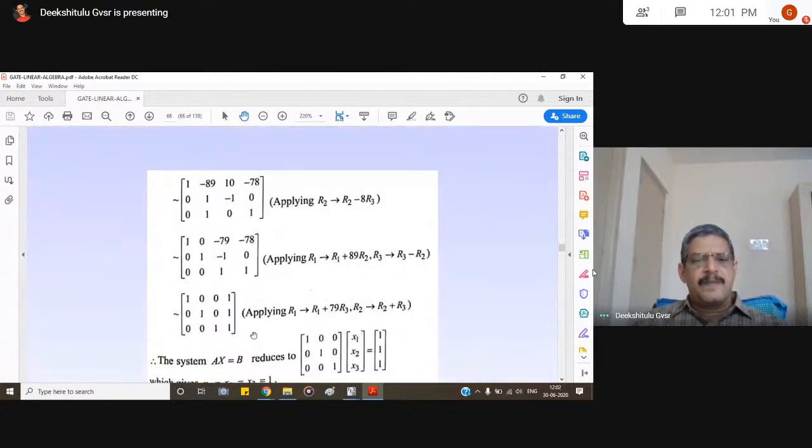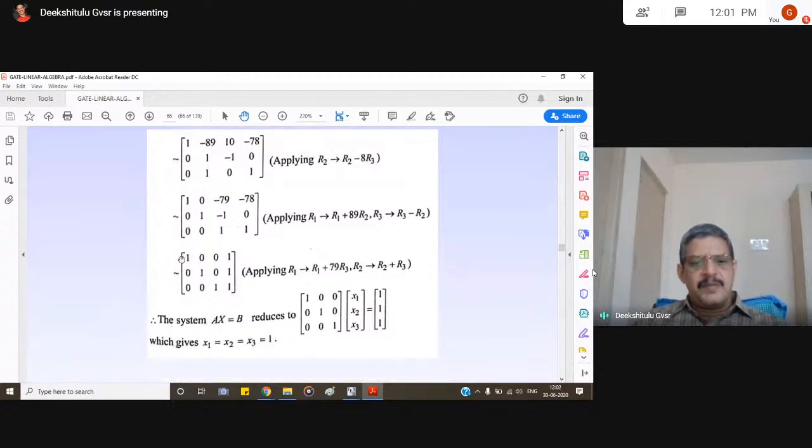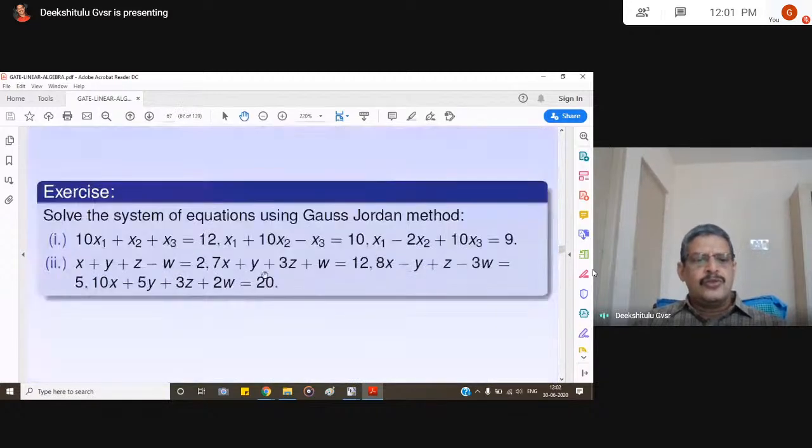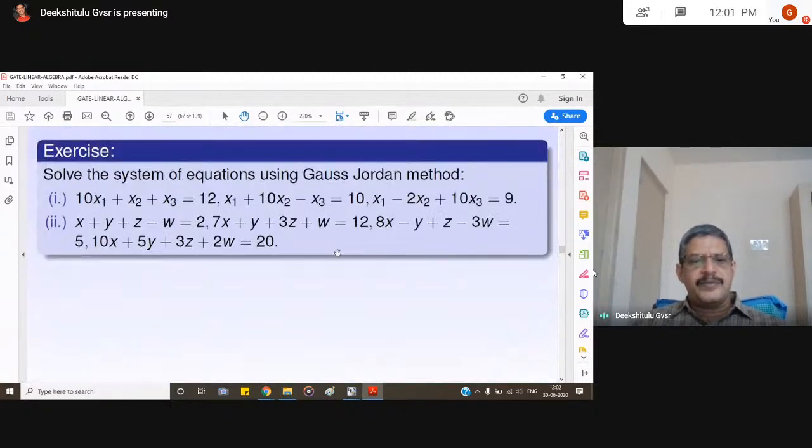So this is what happens. By the time it reduces to 1 1 1, we get x1 is equal to x2 is equal to x3 is equal to 1. This is how we get the solution. Solve the system of equations using the Gauss-Jordan method. Two problems are given to you.